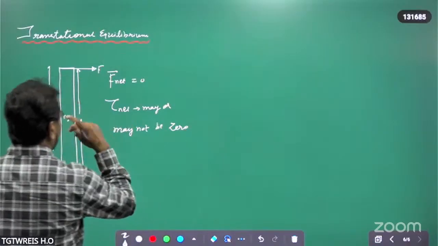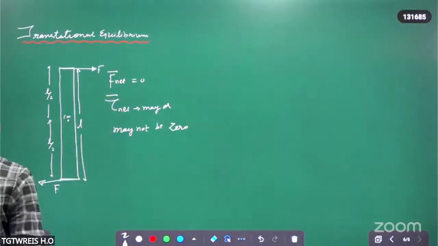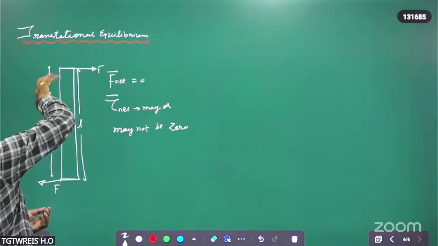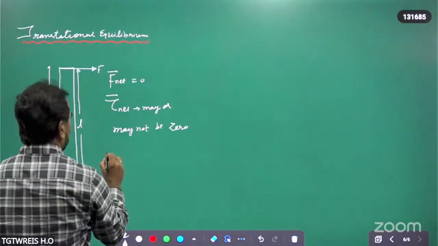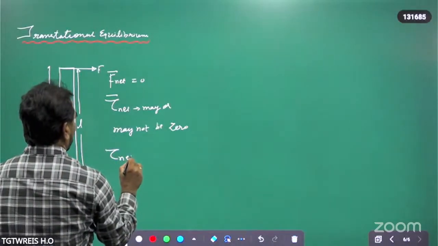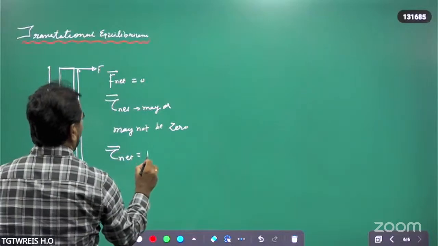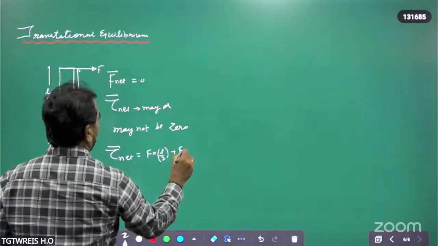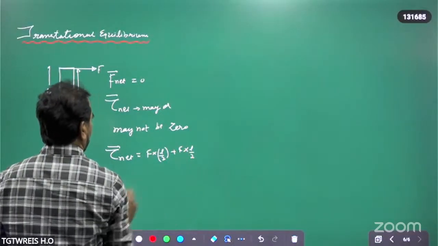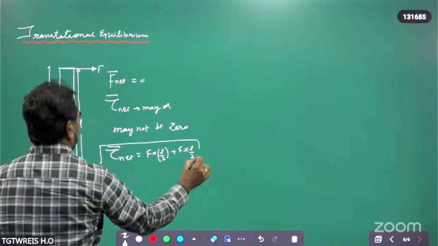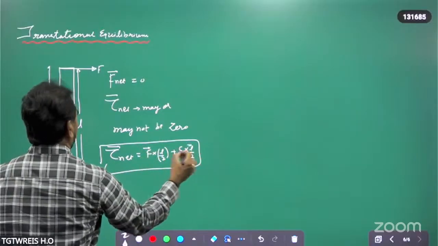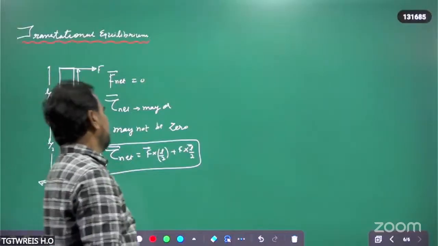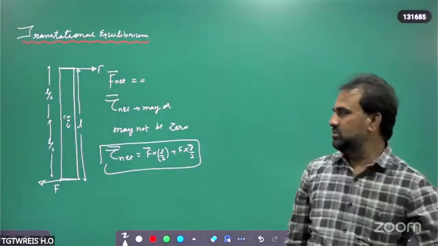Net torque may or may not be zero. In this case, about this point, the force would be acting along the direction, and this also acting along the direction. The net torque is tau net equal to F cross L by 2 about the point O plus F cross L by 2. So about point O, the net torque would be F cross L by 2 plus F cross L by 2.